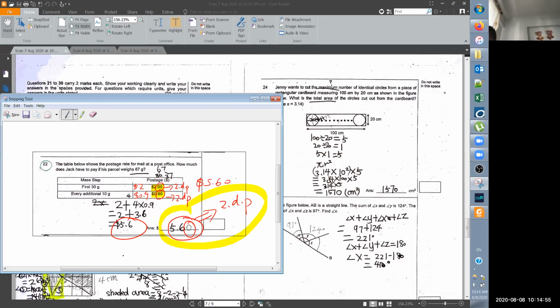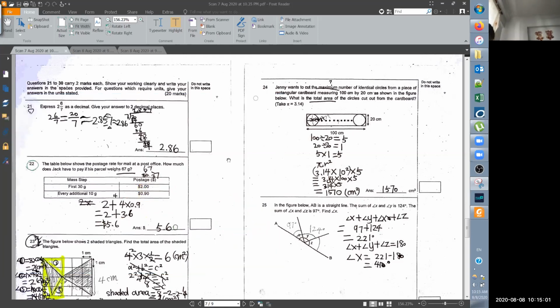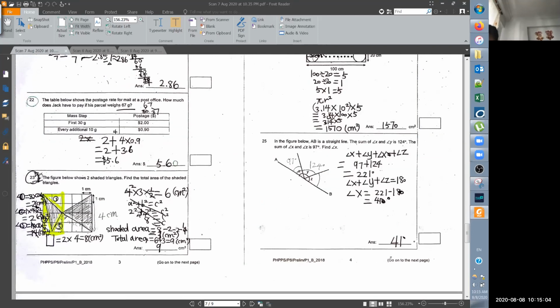Dollars must be in 2 decimal places. Very good. Or money must be in 2 decimal places. All right. Next. What's wrong with this? The figure shows to find a total area of the shaded.